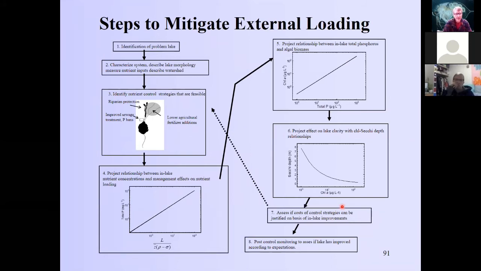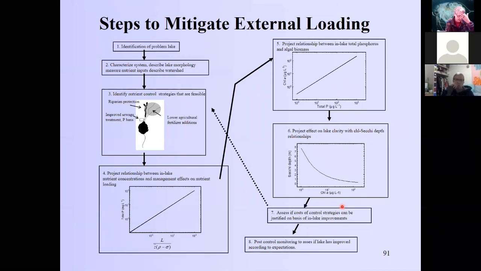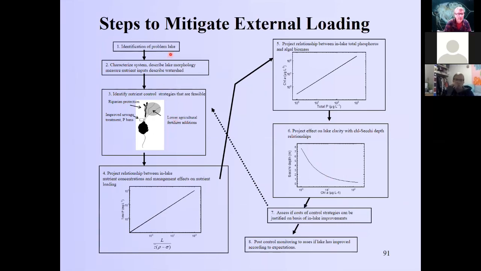So what are these steps to mitigating external loading? And this is a complex diagram, but this is what managers go through. And some of you, if you get into these agencies or consulting, this is sort of where you're going to end up. So first, you have to identify if there's a problem. If nobody cares, then maybe it doesn't matter. Second, you have to characterize the system, looking at things like lake morphology, measuring the nutrient inputs, and describing the watershed. Is there a feedlot upstream? Do septic systems dump into it? Is there a sewage treatment plant upstream? Is it a shallow lake or a really deep lake? Does it have a large watershed to surface area? What's the shoreline development index, which we talked about, all these kinds of things.